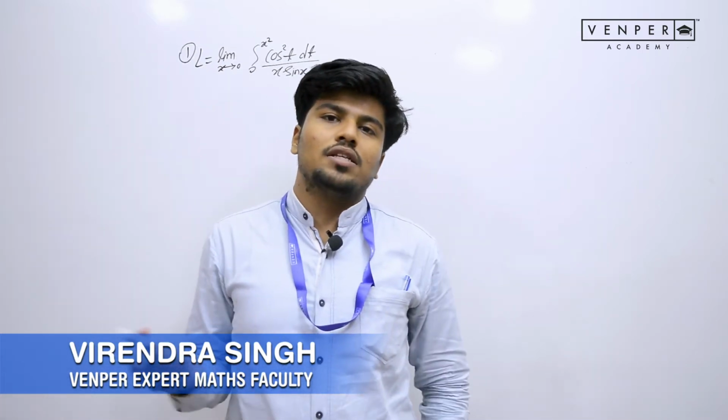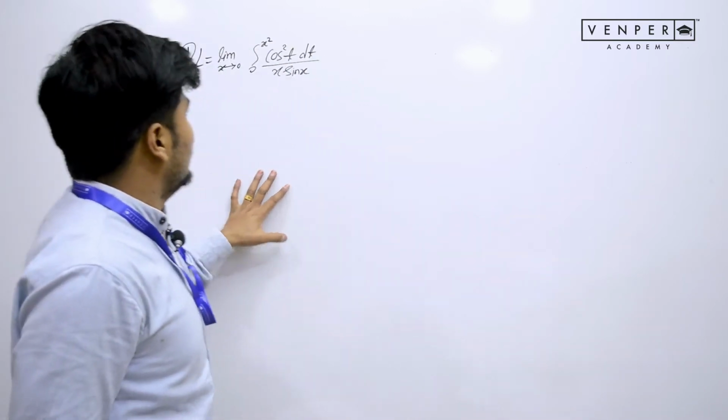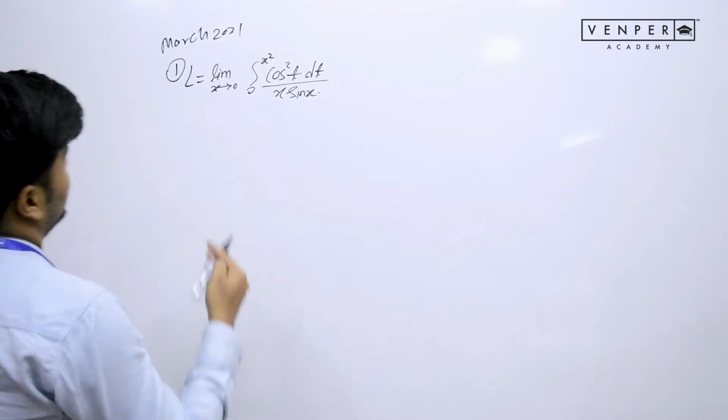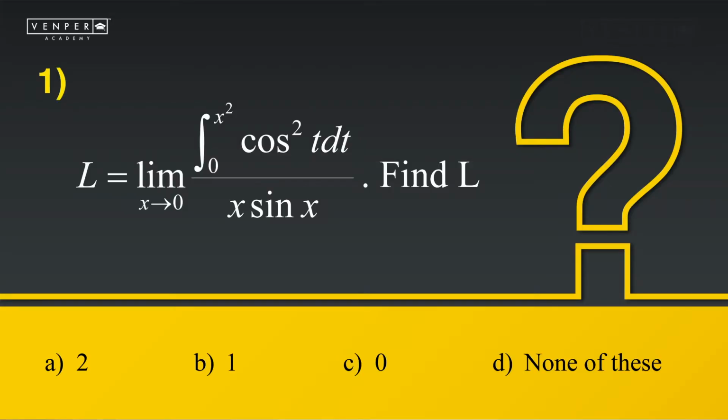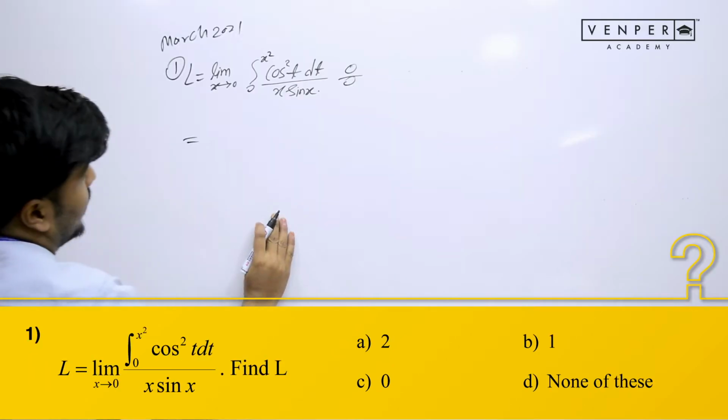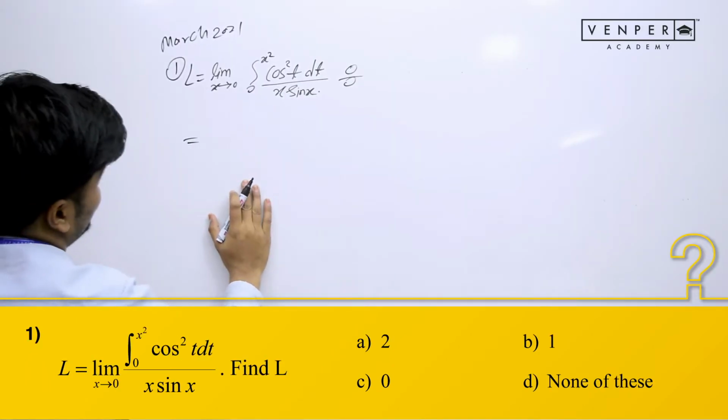As we were doing in the last few sessions, we were discussing the problems of the March attempt of JEE. So let's continue our problem discussion. This problem is very easy, as I told you. Limit x tends towards 0, integral from 0 to x square of cos square t dt. Obviously, it is a 0 by 0 form, so we can apply the Leibniz rule, and we can also differentiate the denominator.